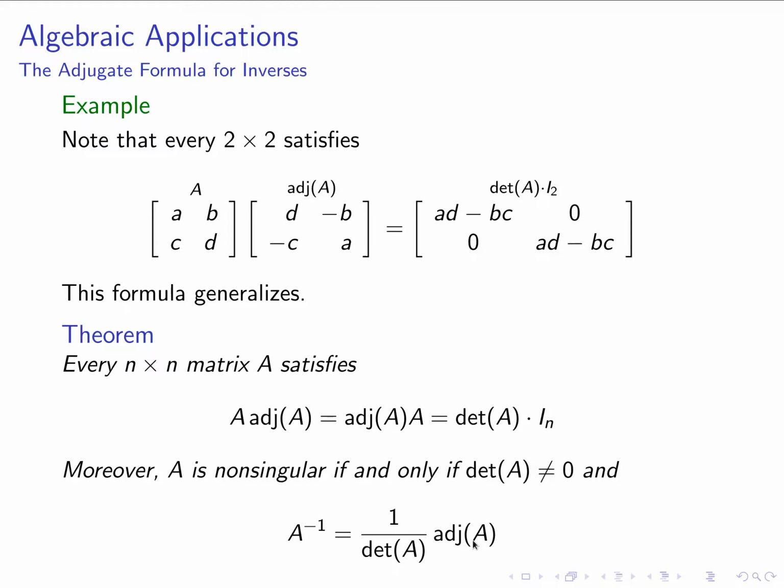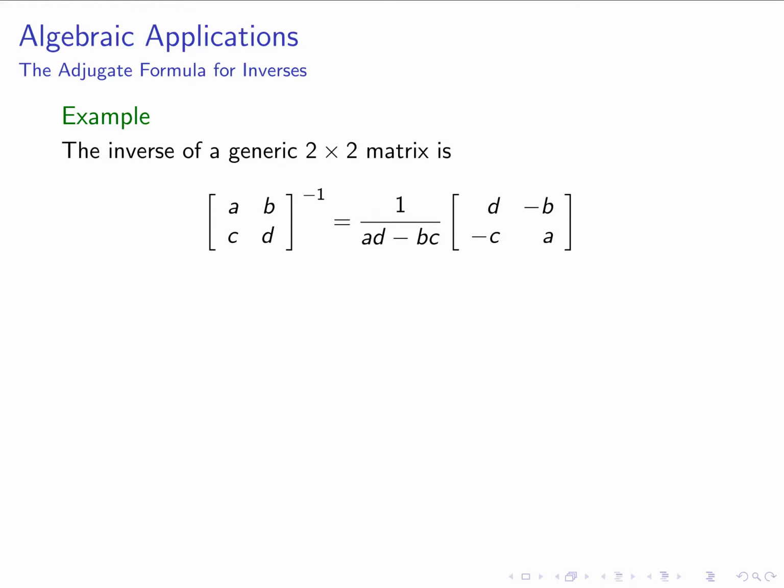So if we tried to use this formula for like a 5 by 5 determinant, we would have to calculate 25 4 by 4 determinants and then divide by the original 5 by 5 determinant. And that's a lot of calculation. So this is a theorem that is true and it works, but it's not necessarily computationally attractive. But it does offer some nice formulas for smaller matrices.